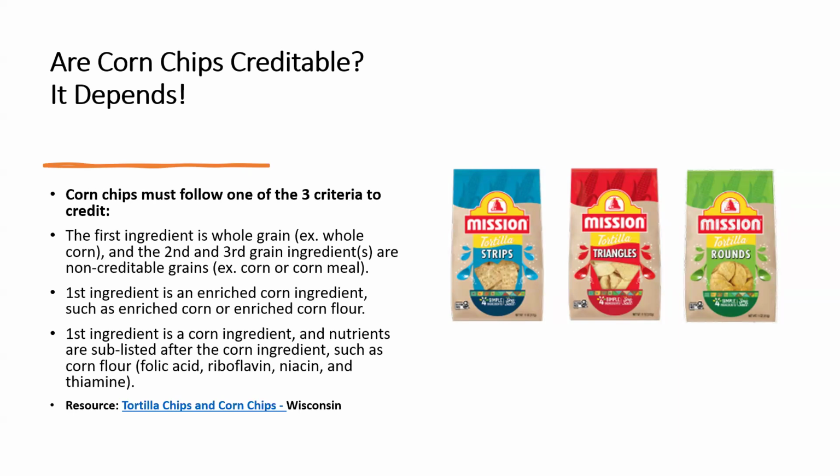Or the first ingredients are corn ingredients, such as corn flour, and then nutrients are listed underneath that. So I know it's a mouthful, but those are 3 options to look for when you're looking for creditable tortilla chips or corn chips. But again, that resource from Wisconsin is excellent. So take a look if you're questioning whether your corn chips are creditable.